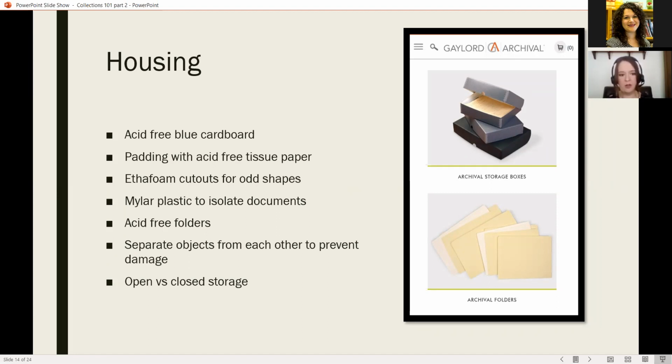Ethafoam is a good padding material. It's very dense, and you can cut shapes out. So if you have an oddly shaped, delicate ornament, you can make a cutout for it in ethafoam and place it in there so that it's cushioned and stable. There's mylar plastic, which you can use to isolate documents. Say you have one that's really delicate, you can put it in between mylar sheeting and give it some more stability. You can separate objects from each other that are related and you want to keep them in the same storage space, but you don't want them to touch. So you can get trays with little cubby holes in them and keep things separated from each other but close by.